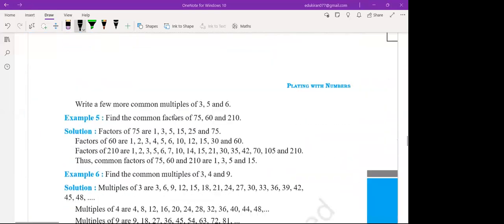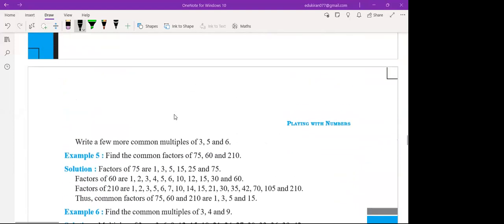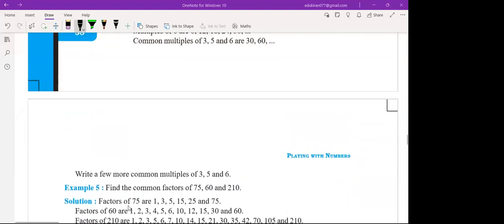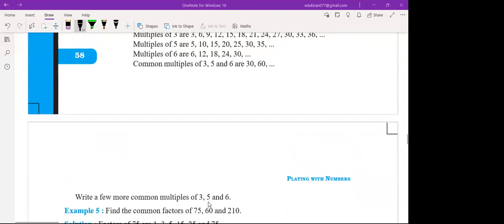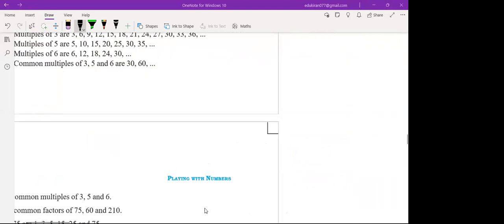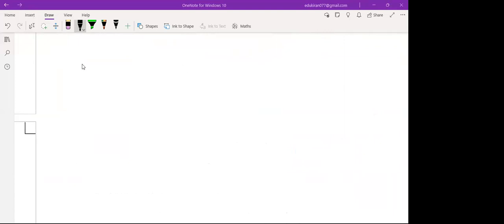Okay, so now let's just start. When I say find the common factor of 75, 60 and 210, these are the numbers. You have two different ways. For example, say I ask you to find the common factor of 25, 10 and 15. First of all, you will do the prime factorization. Let's start with 25.